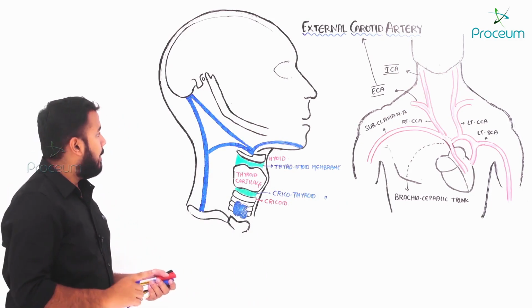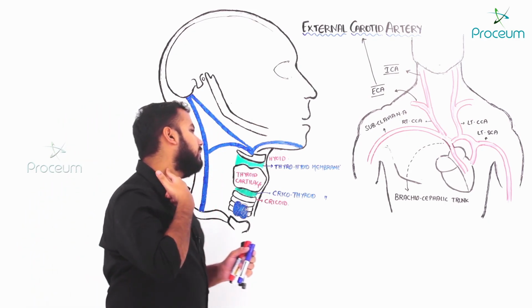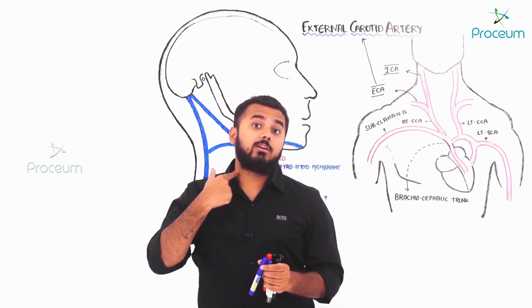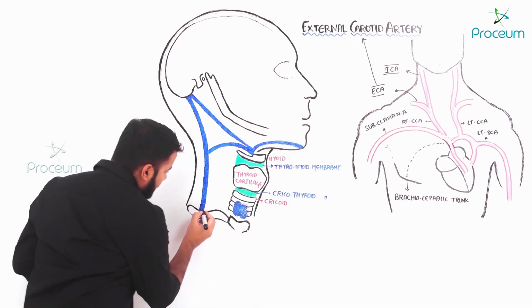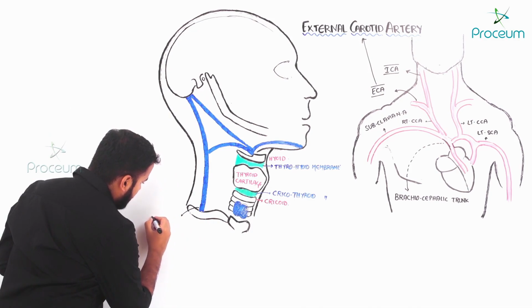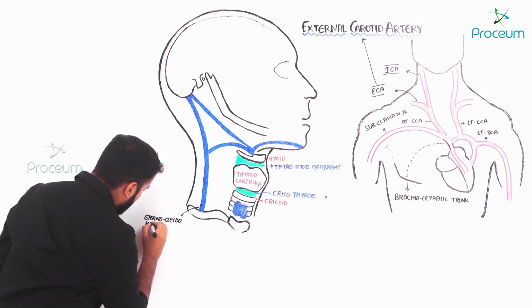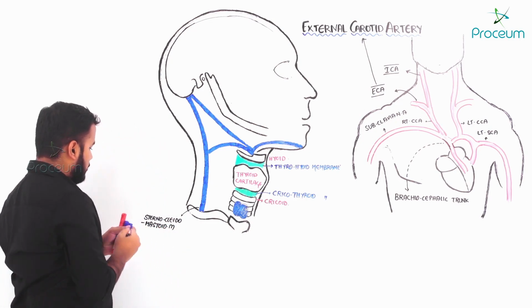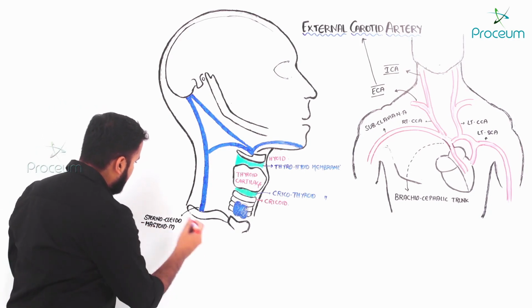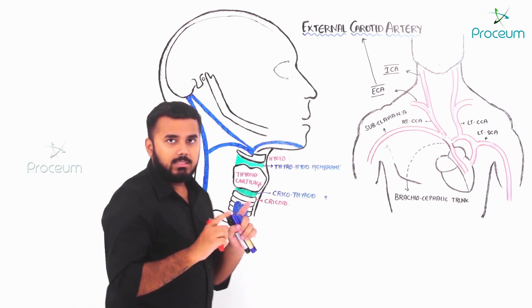Apart from that, what is this muscle, guys? What is this muscle all the way hanging down? This is called your sternocleidomastoid muscle. I hope all of you know this muscle. You're so familiar with this muscle. So this muscle is called the sternocleidomastoid muscle.